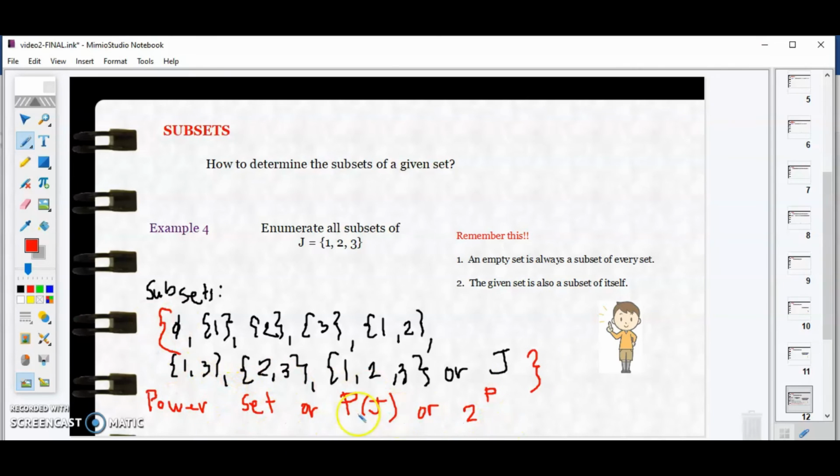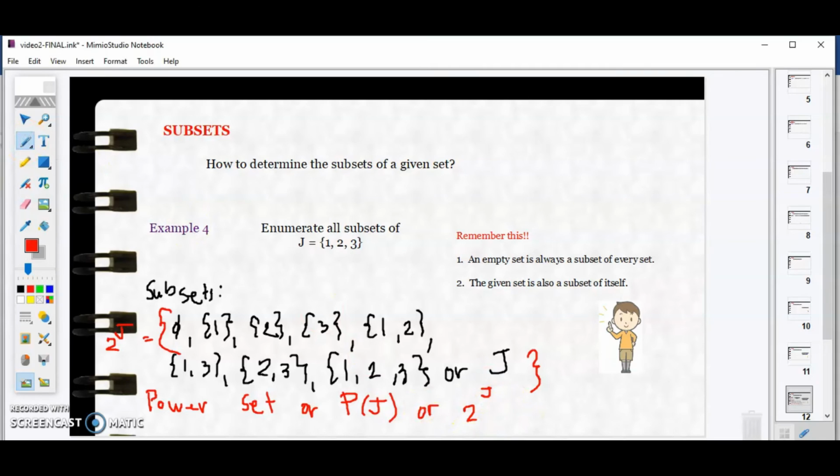Okay? So, when we say power set of J, so I'll write here 2 raised to P. 2 raised to J, I'm so sorry. That's 2 raised to J. Okay? Will be the set of all of the subsets. So, erase lang natin to. It's supposed to be 2 raised to J. Okay. And there you have it.